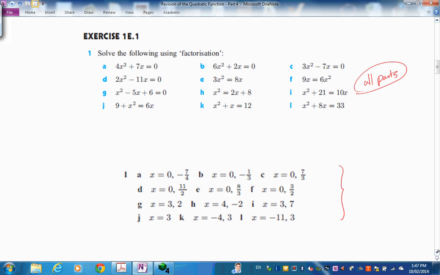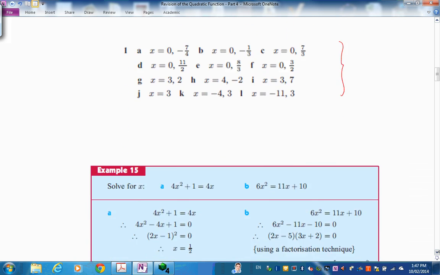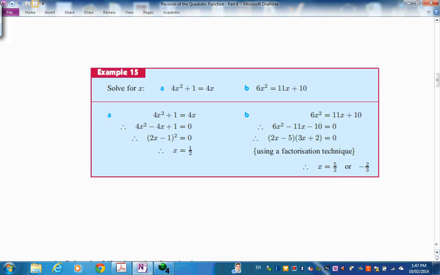Alright, let's go on. There's a few more types that we did last year. Here's the next type. What we've got is there's a 4x on the right, so we don't want that. We want to subtract 4x down here so it equals 0.